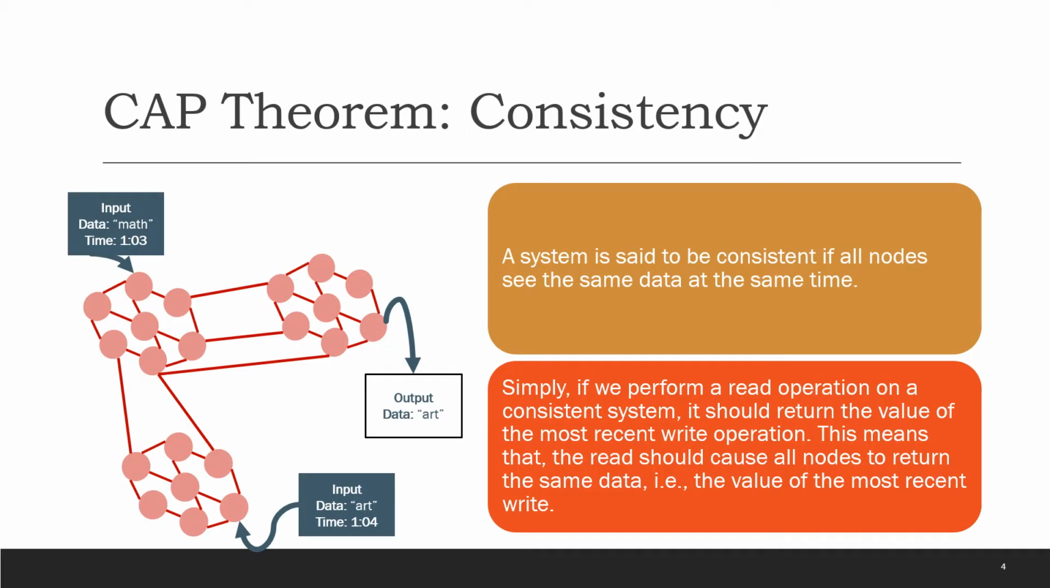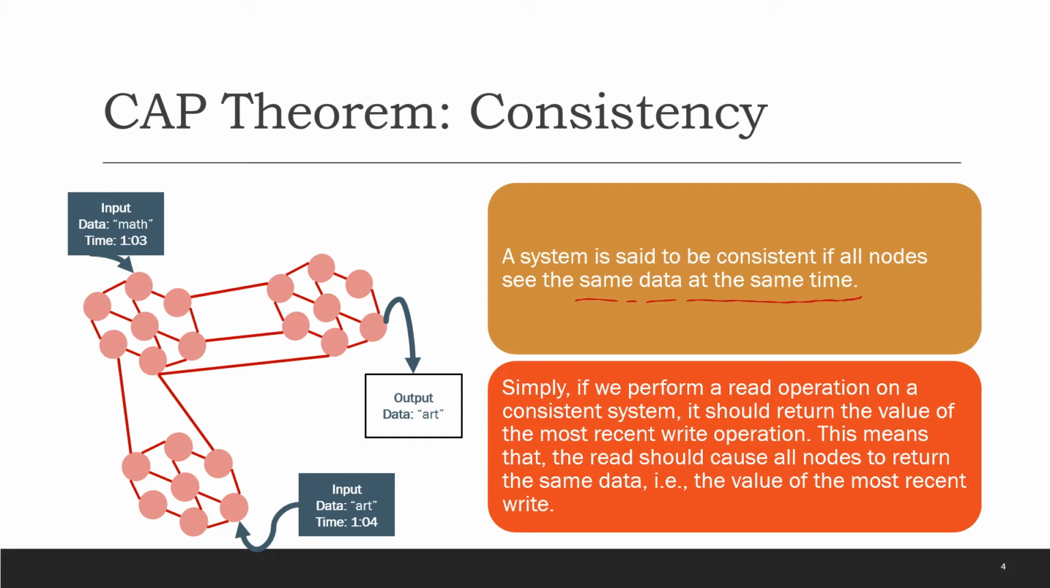Okay, let's have a look at consistency in detail. Remember, consistency means that we will see the same data at the same time, whether we access data from any node within the distributed system, right?